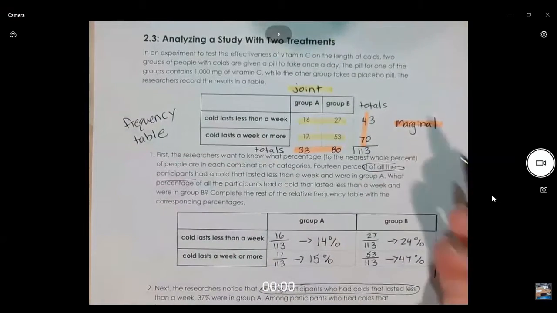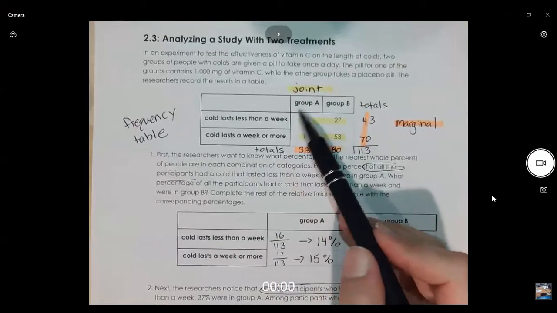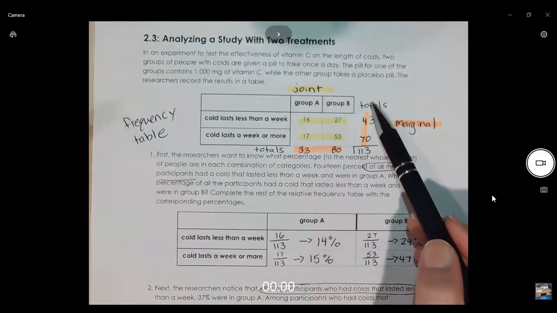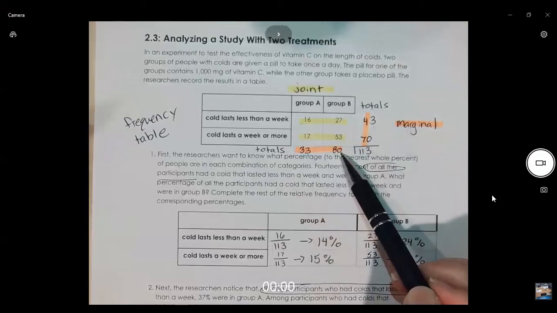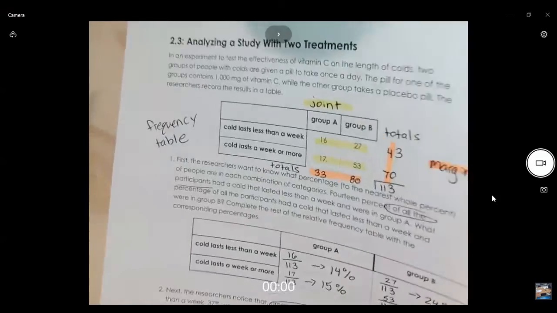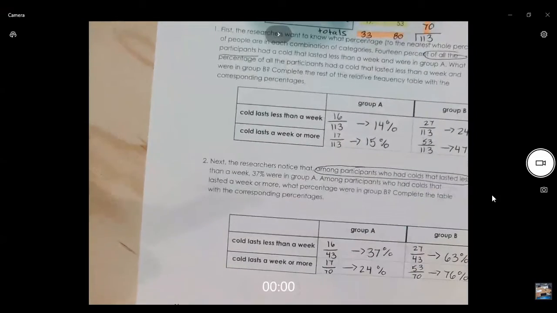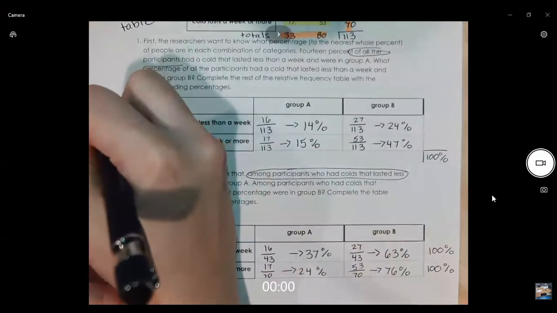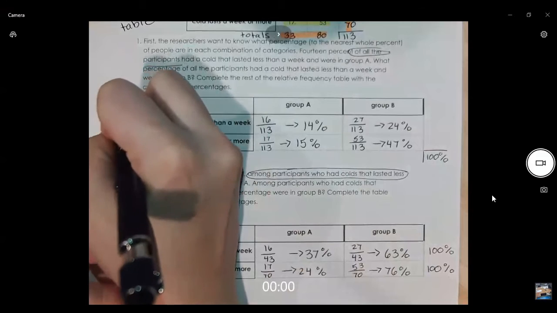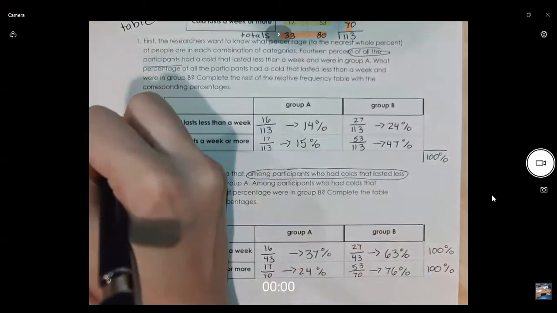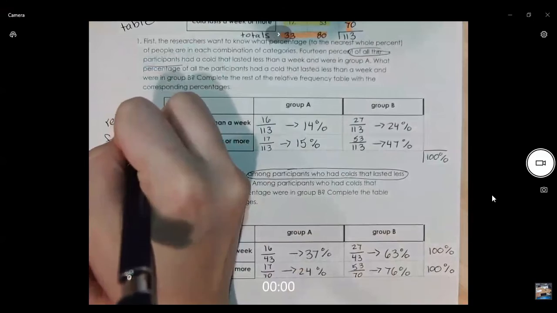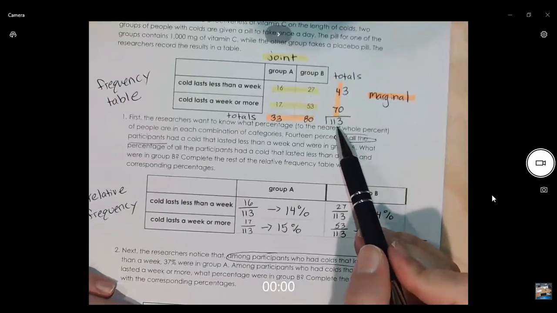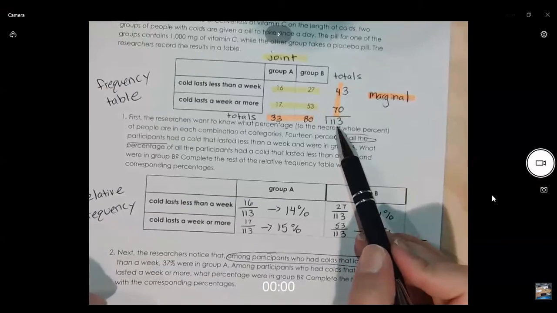And I always remember this because joint sounds like you're joining two ideas together, so they're the joining pieces. Marginal, think about the margins of a paper, the ones that are on the edge, so the totals on the outside are the margins. So then when we have this table, we've talked about before, that this is a relative frequency table. Now this one is just a typical, just plain old relative frequency table. If you just hear relative frequency table and it doesn't give you anything specific about your totals and what it's out of, and it's talking out of the entire total, then it's just a relative frequency table.